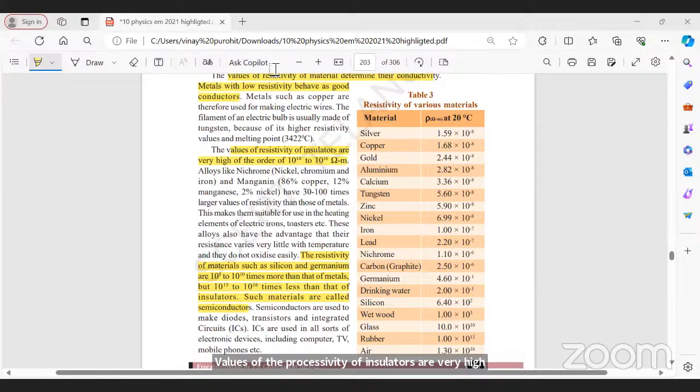Underline it. Please everyone underline. Okay, ma'am. Okay, Ashwin. Thank you. So please, everyone underline the points.